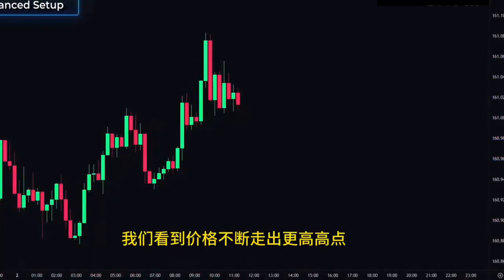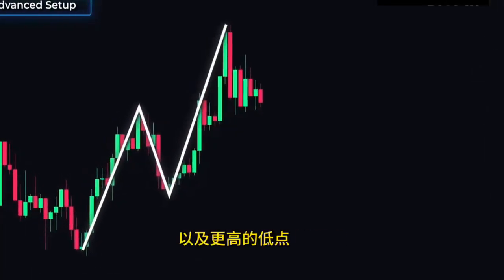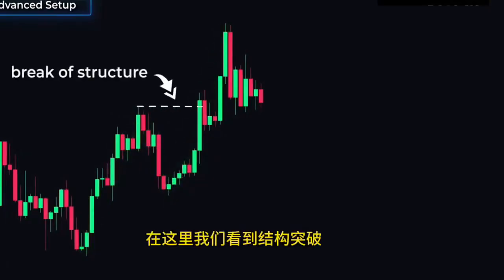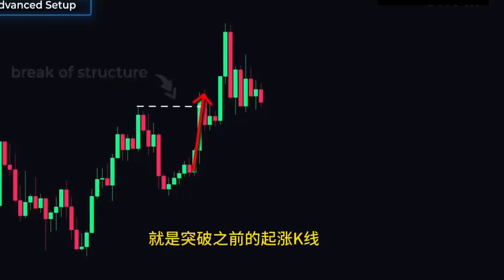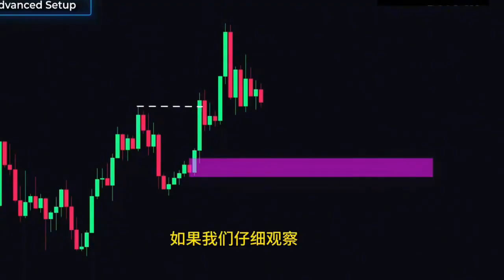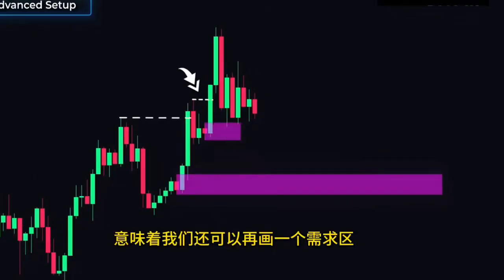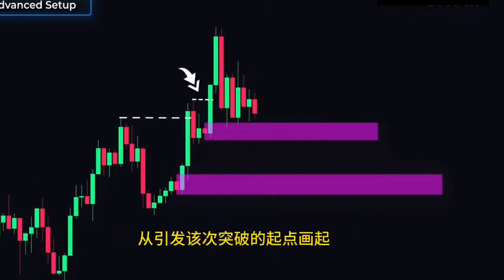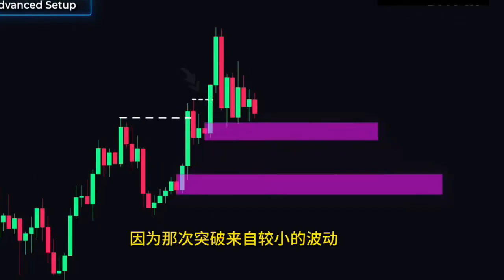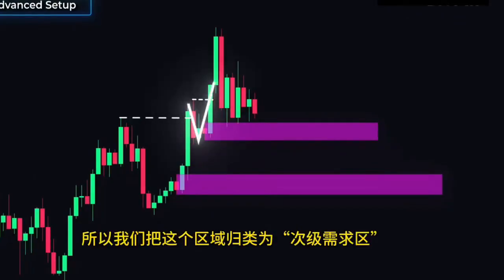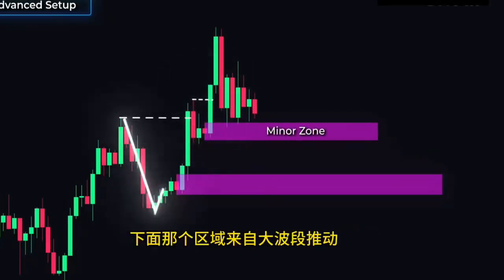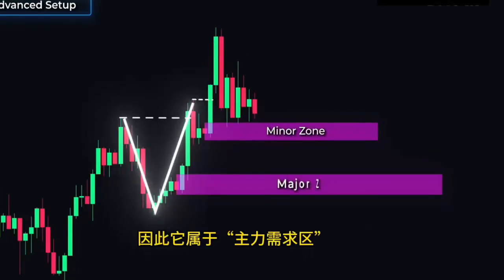In this chart, we can see that price is forming higher highs and higher lows, clearly in an uptrend. Right here, we see a break of structure, which means we can draw our demand zone at the initial move before that break, which is right here. Now, if we look closer, we can also spot another break of structure just above, meaning we can draw another demand zone before the initial move that led to that break. Since that break came from a small price swing, we classify the zone as a minor demand zone. Meanwhile, the zone below was formed from a large price swing, which makes it a major demand zone.